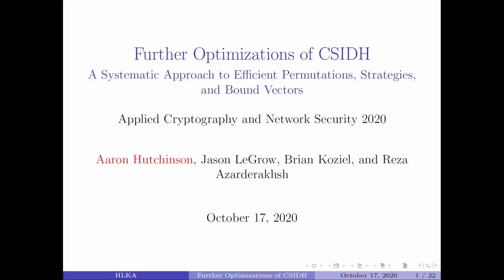My name is Aaron Hutchinson, and I'll be presenting the paper Further Optimizations of CSIDH, a Systematic Approach to Efficient Permutations, Strategies, and Bound Vectors for ACNS 2020. This was joint work with Jason LeGrow, Brian Koziel, and Reza Azarderakhsh.